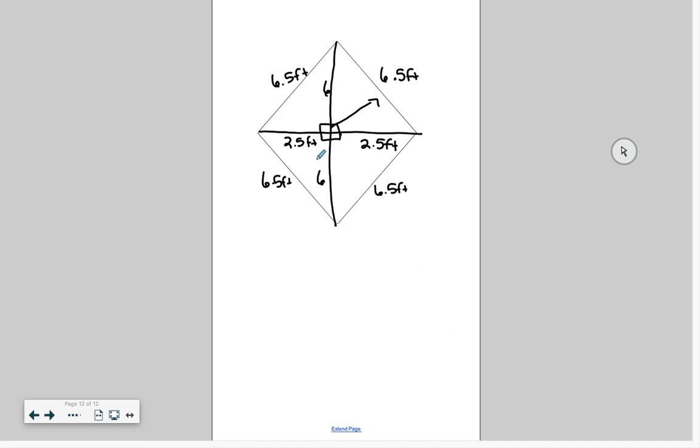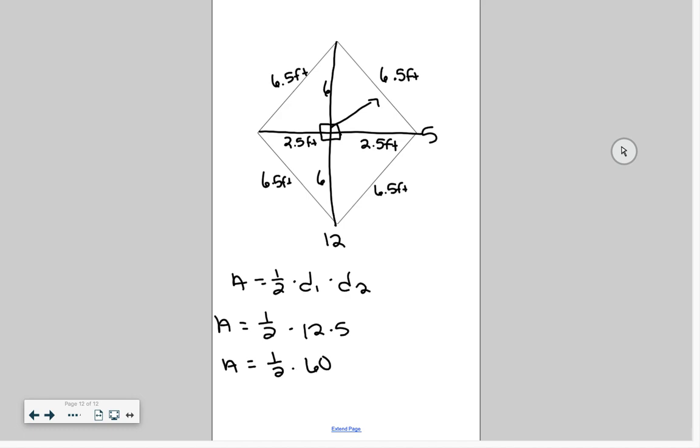So that means that the length of this diagonal is 12 and the length of this diagonal is 5. So the area is 1/2 times diagonal 1 times diagonal 2. So we have 1/2 times 12 times 5. 12 times 5 is 60. So we have 1/2 times 60. And 1/2 of 60 is 30. And remember, guys, we're dealing with area, so our answer has to have those units squared.